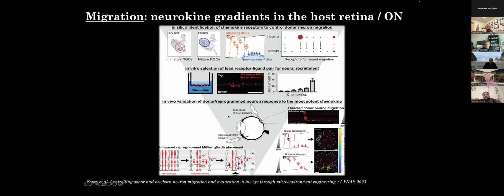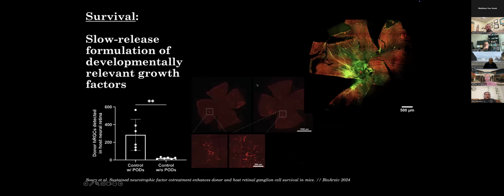We also showed that if you create a gradient of SDF1 by depositing SDF1 slow release into the vitreous and then deliver donor RGCs in the subretinal space, that would cause donor RGCs to migrate from the subretinal space into the ganglion cell layer. When it comes to survival, the tool that we use right now is co-treatment with BDNF and GDNF slow release system.